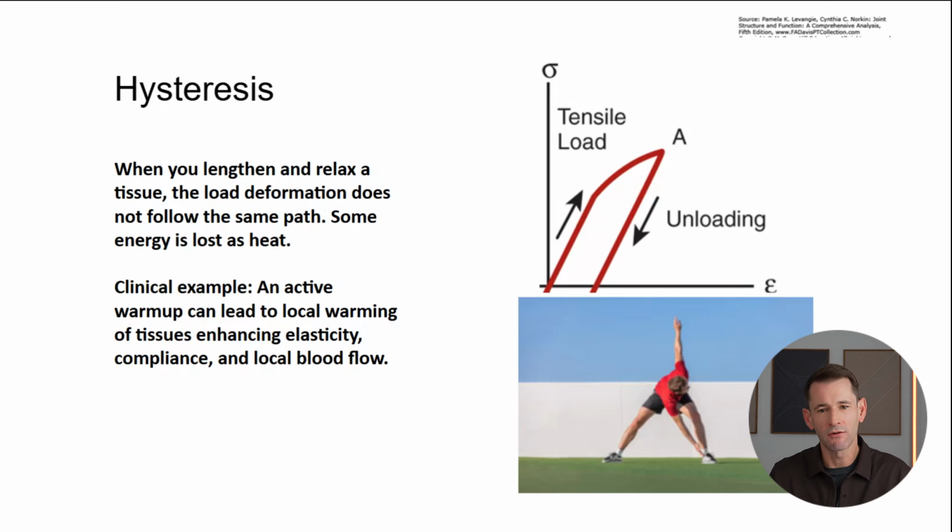It actually generates heat within those tissues, making them more pliable, increasing the local blood flow to that area. So this is a really practical example of using this nebulous concept of hysteresis to our advantage. We can develop some local heat in that tissue by repeatedly lengthening and relaxing a tissue, and that difference between the load deformation curve paths is going to be that heat loss.